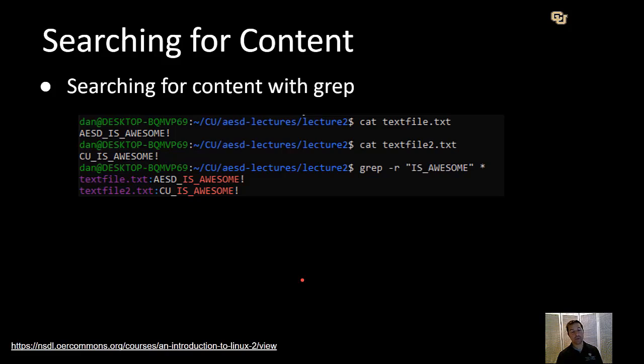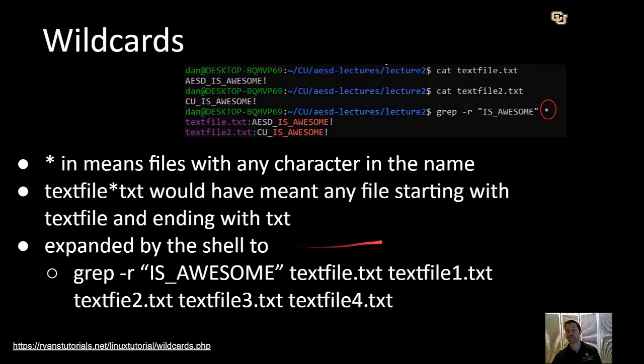Another thing you will find useful in terms of using the command line would be searching inside the content of the files for specific content. If I have two different files, text file and text file 2, I use the cat command to concatenate out and look at the content of the files. I can see one of them says AESD is awesome. The second one says CU is awesome. If I do a grep command and I specify is awesome, it's going to find a match in both of those files. It's going to spit out those file names and the corresponding matching lines. In this case, I even get some color syntax highlighting to show me which part of the string matched the corresponding text in these files.